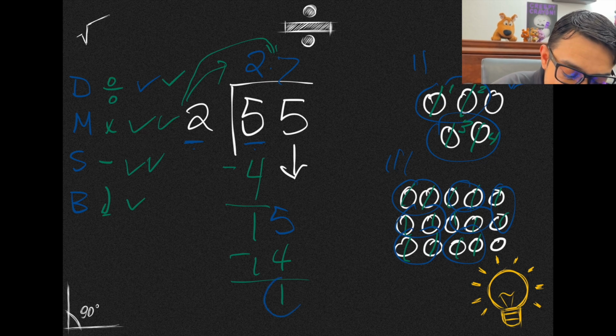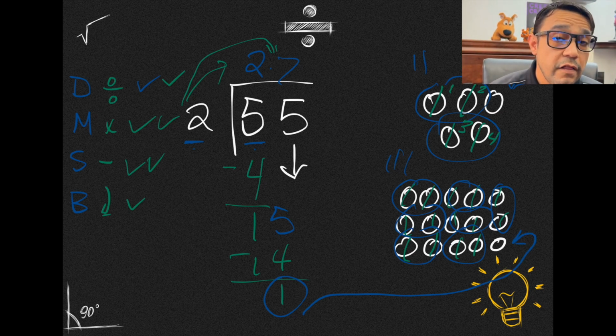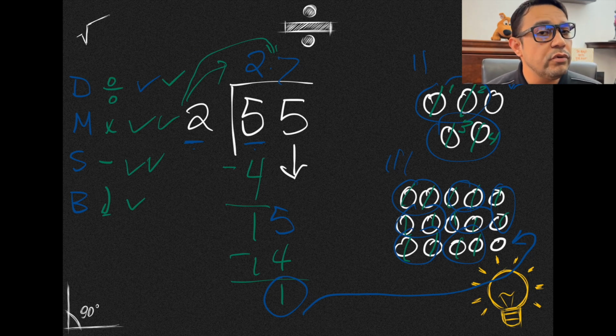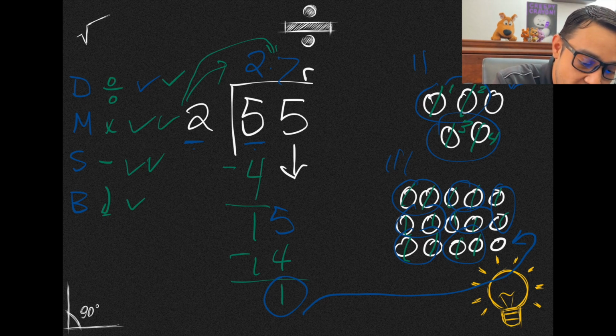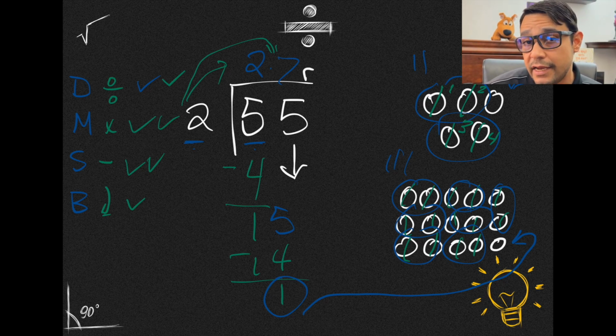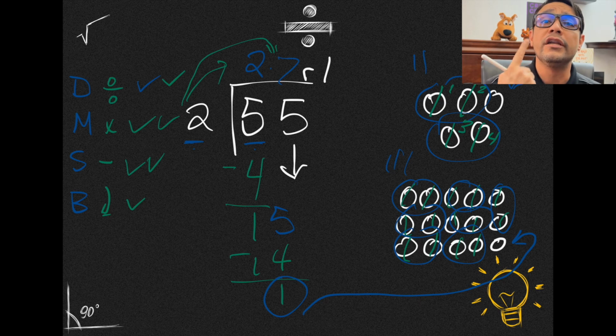This here 1. What is that 1? Well, this 1 is this 1 dot that got left over and still remains after I pulled out all my groups. What's that called? A remainder. So we're going to put an R for remainder because we're saying after we took out our groups, there was still some remaining that couldn't make another full group. Well, what is our remainder? Our remainder is 1.